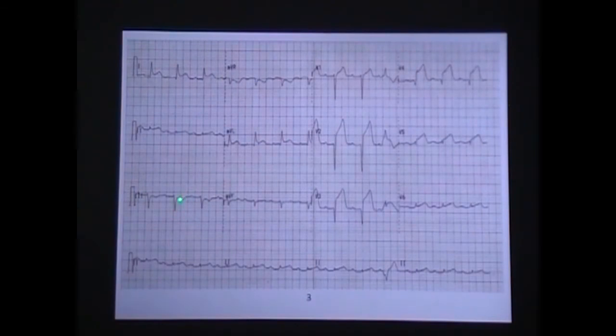Yeah, I'd agree that we've got to look. I mean, we got a reciprocal. That's a hard one to do. Okay. So, what's this injury pattern? Anteroseptal, right? Yeah. I would do lateral too, because we got it here and here.